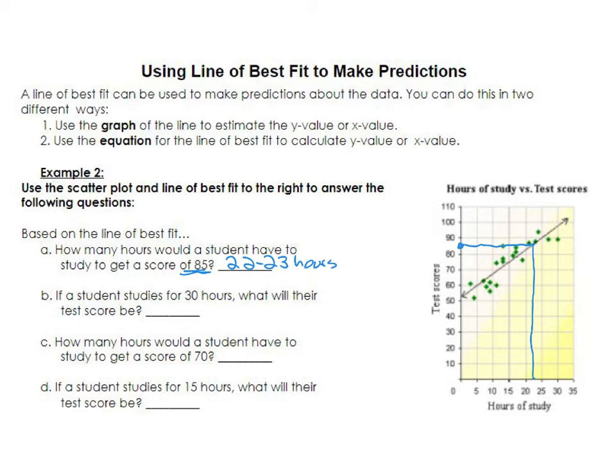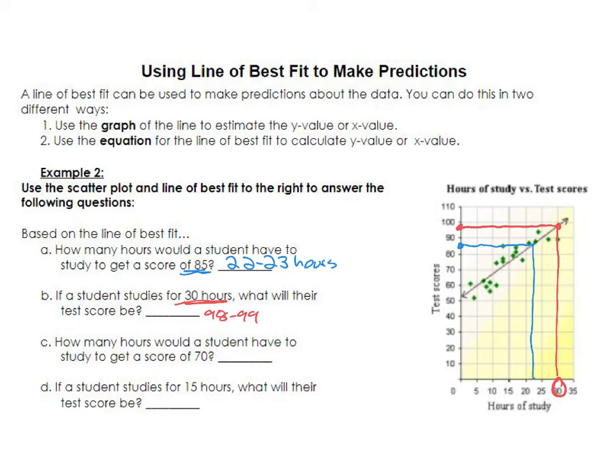If a student studies for 30 hours, so let's look at that in red. What will their test score be? This one is talking about 30 hours, so we're going to start down here at 30 hours. Let's follow that line up. It's going to get us about right here. And if we trace that over to our test score, looks like that's going to be somewhere around 98 to 99 percent. So take our best guess there.